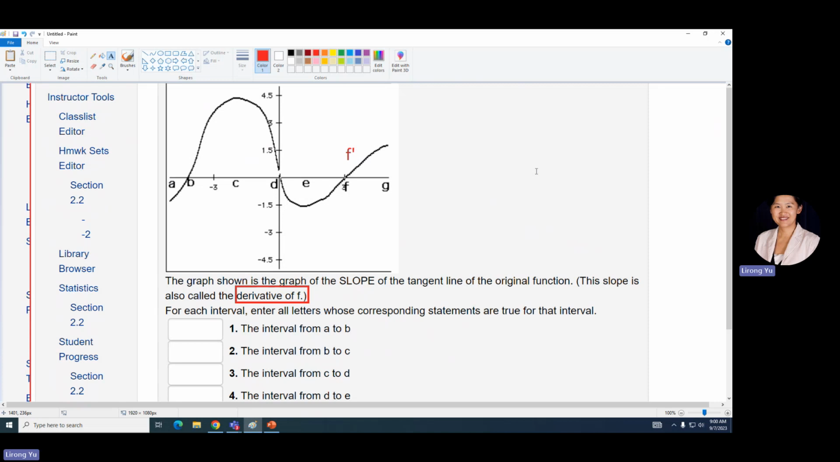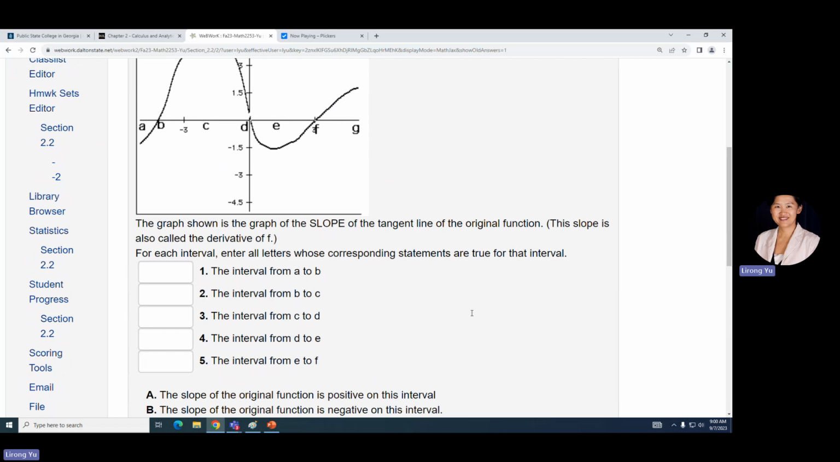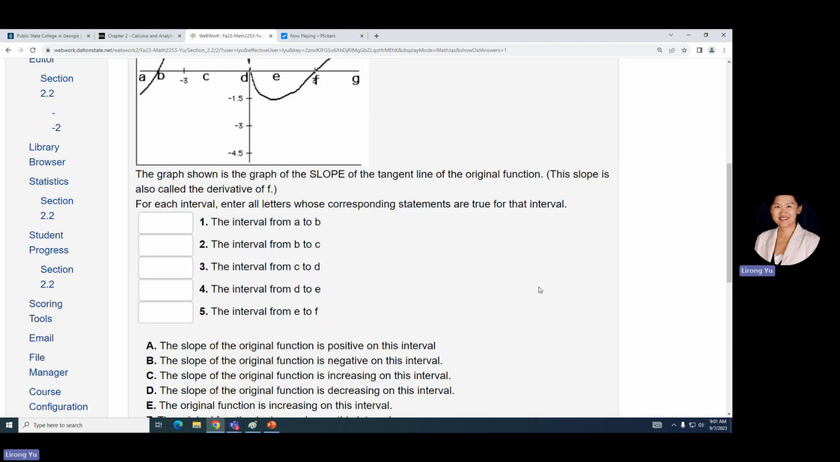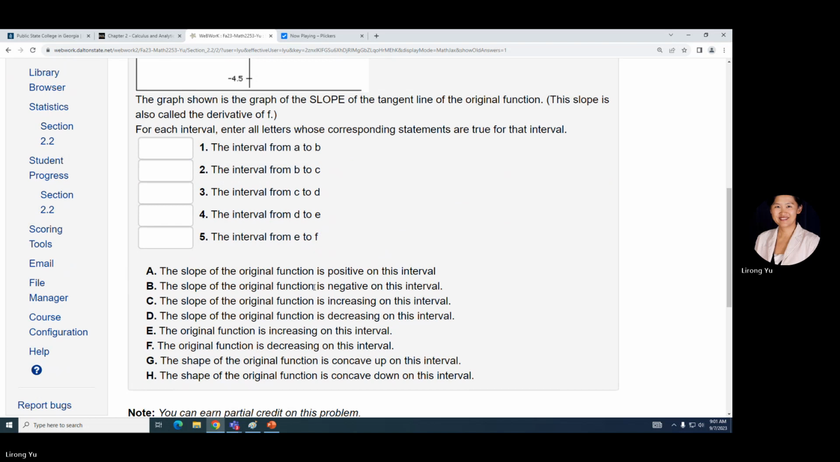So that's what happened. So we can see from A to B, the derivative is negative. So the original function must be decreasing. Its slope is negative on this interval. So we should enter: the slope of the original function is negative on the interval. So that one should be B. So we realize that A and B are opposite. A says the slope is positive. B says the slope is negative.